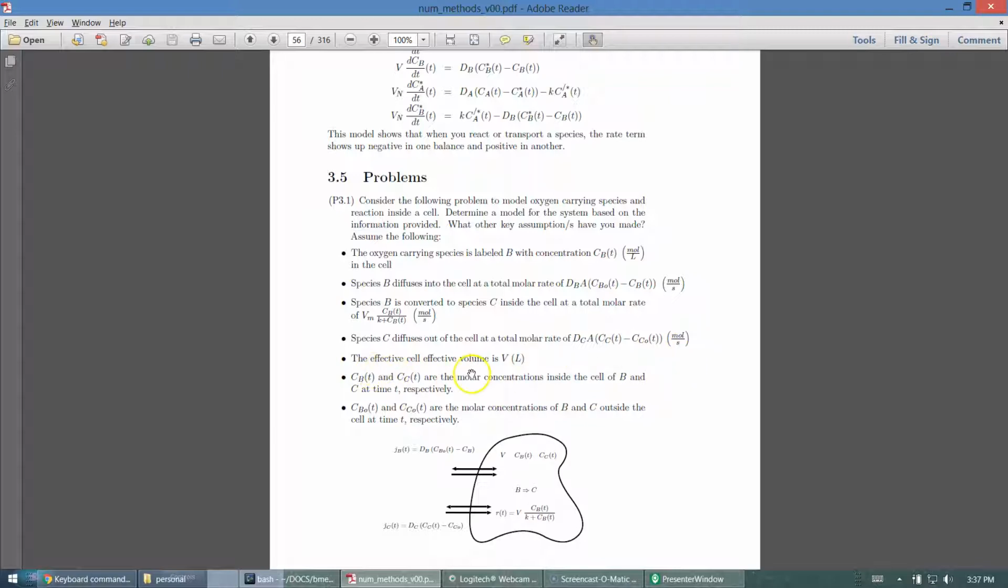The effective cell volume is V, it's a mistake. C_B and C_C are the molar concentrations inside the cell of B and C at time t respectively. C_B naught and C_C naught are the molar concentrations of B and C outside the cell at time t respectively. There's even a little picture here showing diffusion across a cell wall, the volume, concentrations, and that B is converted to C, the reaction rate. In that case, it shows that the total molar rate is V_m. That's not consistent. That should be V there, not V_m. And this is the rate for C leaving the cell.